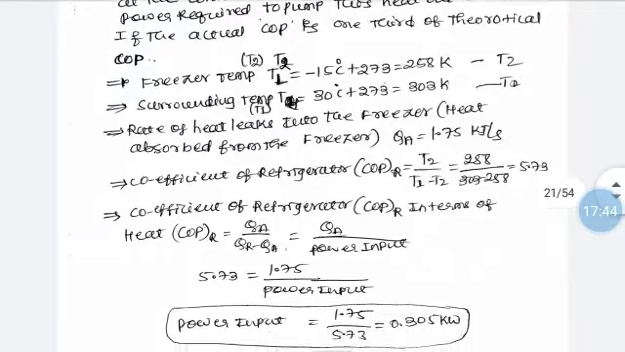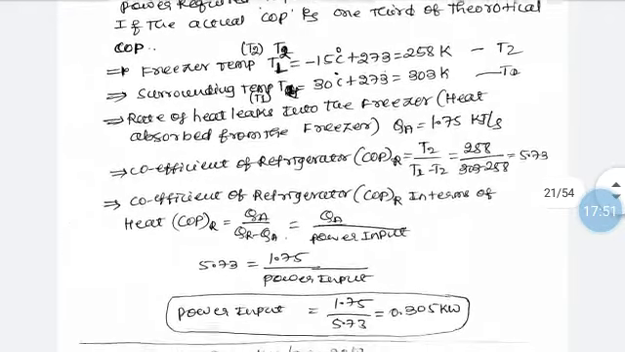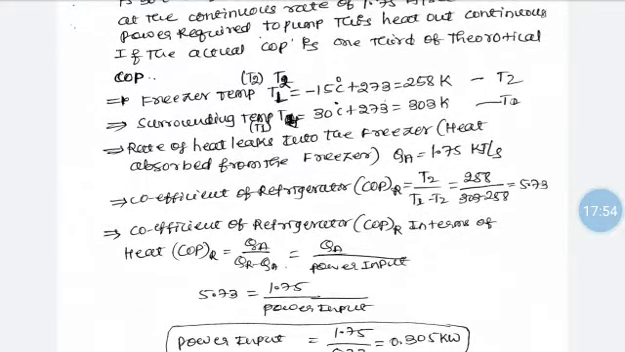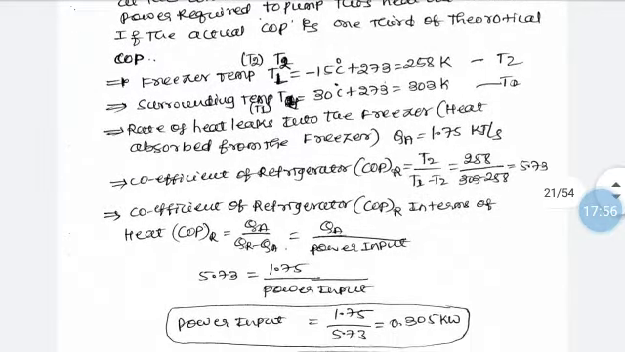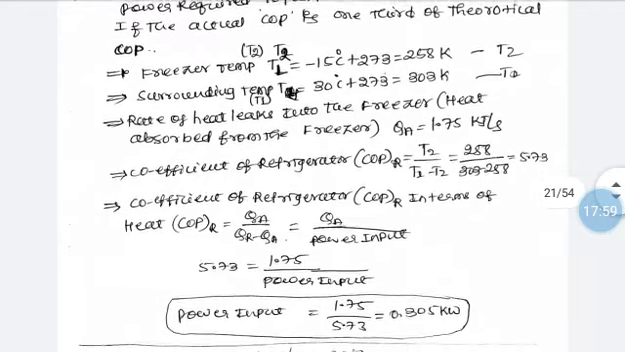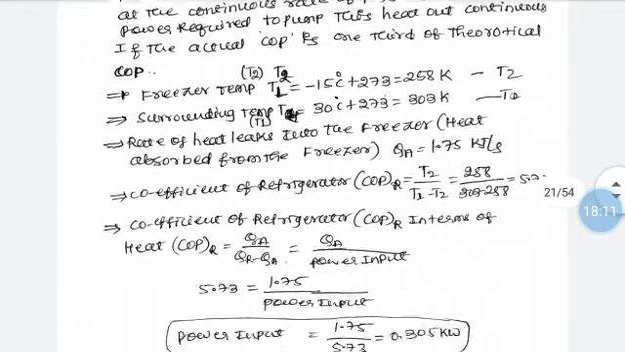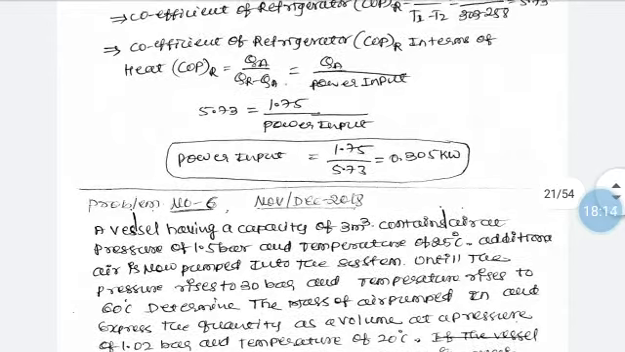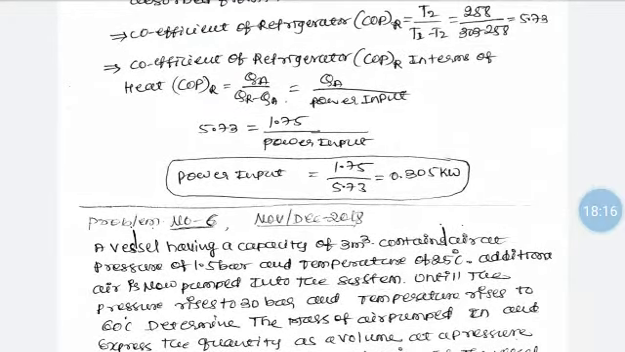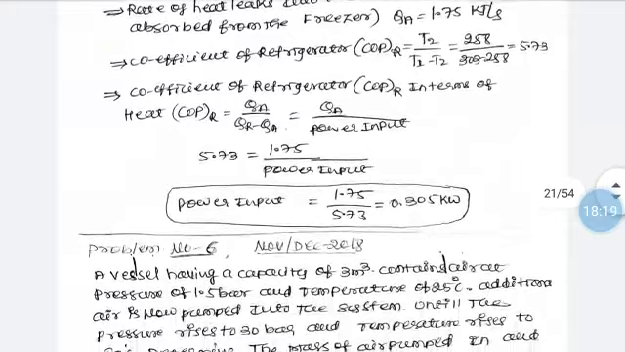And the coefficient of performance in terms of heat is given by COP of refrigerator equal to QA divided by QR minus QA, that is heat rejected minus heat absorbed. QR minus QA is nothing but the power input, so COP becomes QA divided by power input. We have calculated COP as 5.73 and QA is 1.75, so we can calculate the power input. So 0.305 kilowatt of power is required to pump out the heat from the refrigerator.